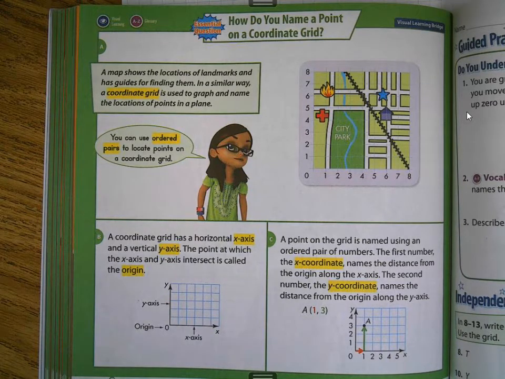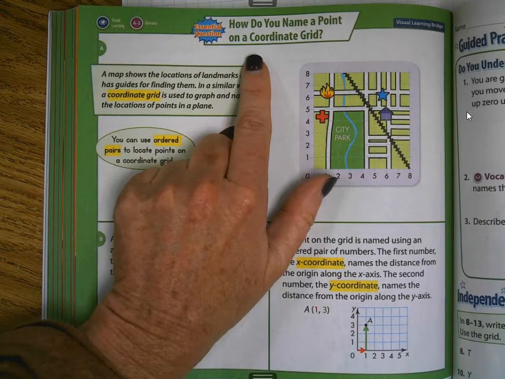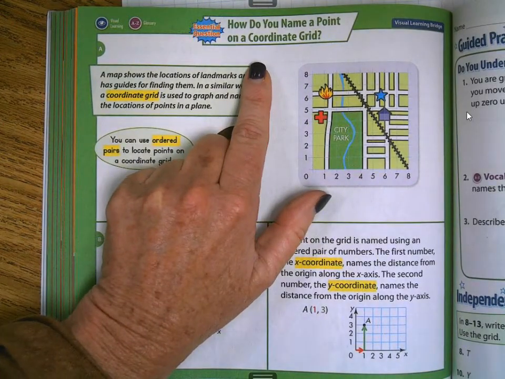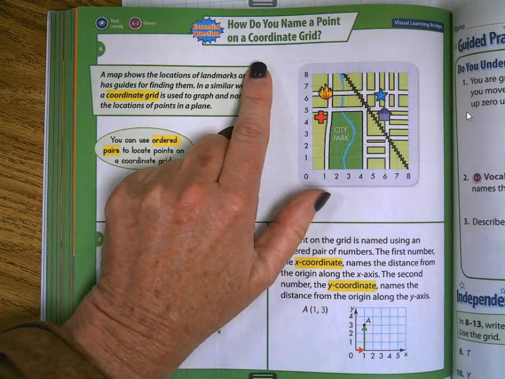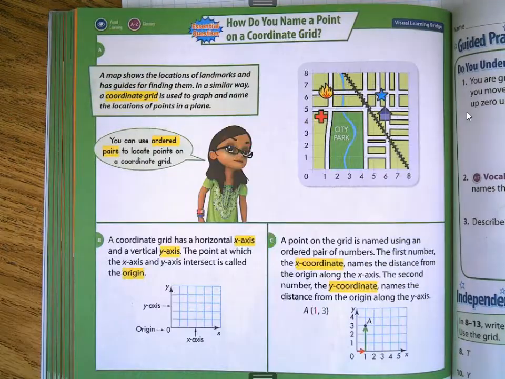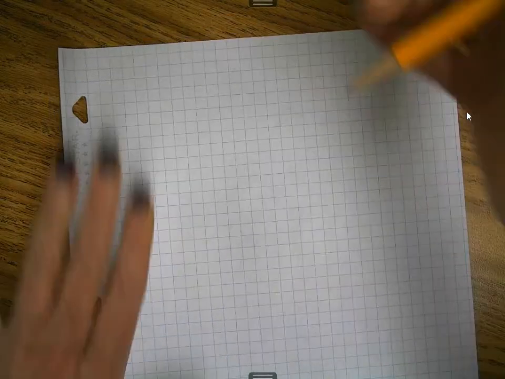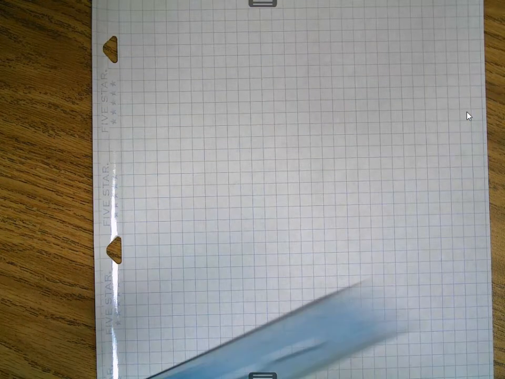All right, our essential question today, what we're using to guide us through the lesson and what we should be able to answer if we learned what we needed to learn today is, how do you name a point on a coordinate grid? So I'm going to leave the book a minute and I'm going to talk about what a coordinate grid is. So a coordinate grid is made, let me just use my ruler here.